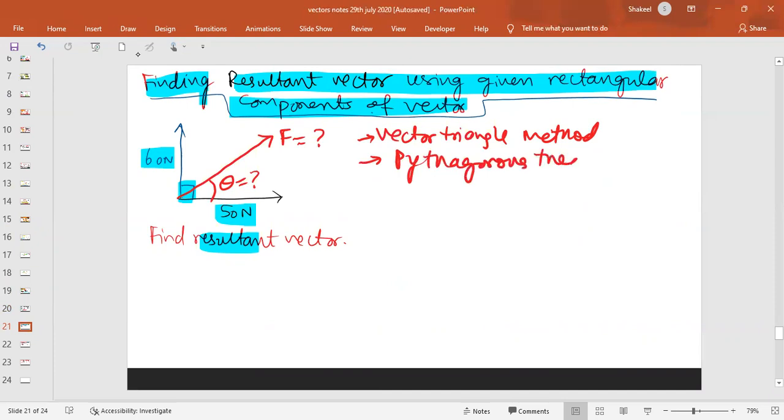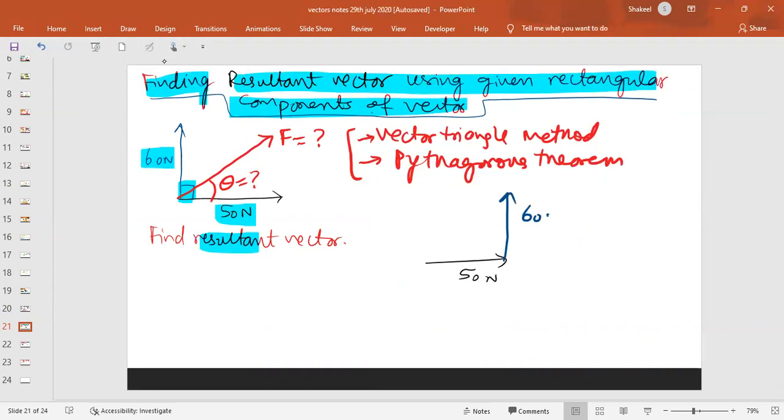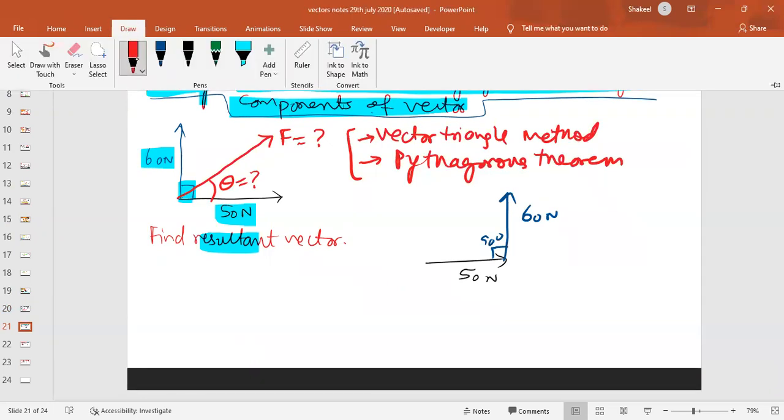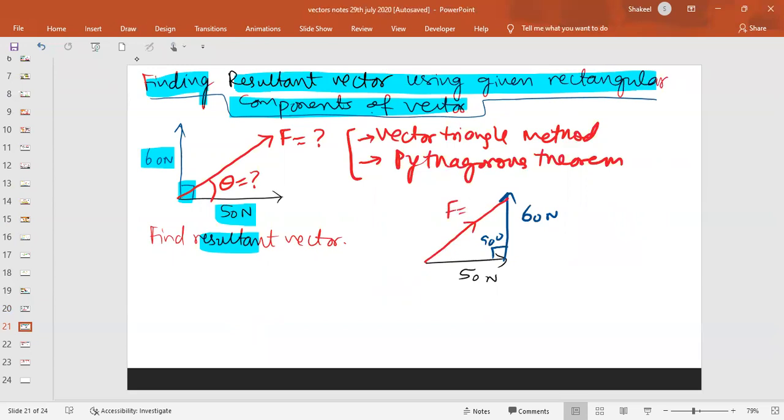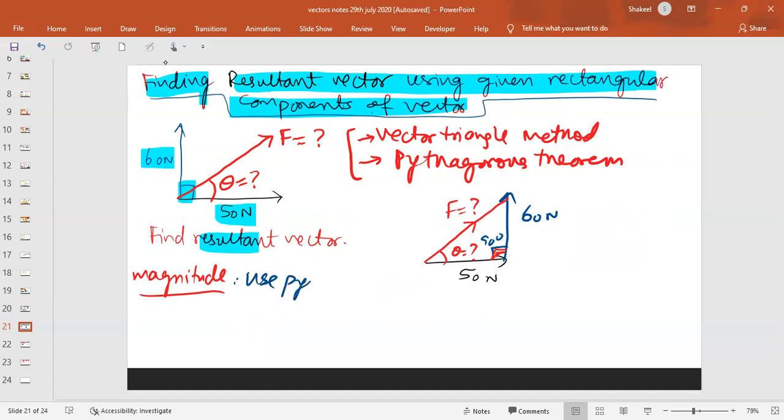So you can try it yourself. You can go back in this video to look for the case in which the angle was 90 degrees and we solved them. You have to arrange them according to the head to tail rule. Like this is 50 Newton and the other one is 60 Newton and the angle between them is 90 degrees. So then the third side will be your resultant, which you have to find, and this is the angle which you have to find. So as it is a 90-degree angle triangle, for the magnitude, you will use the Pythagoras theorem.